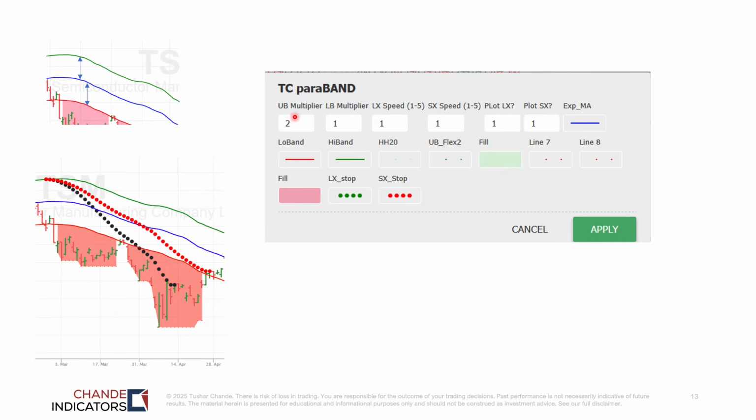The upper band multiplier and the lower band multiplier allow you to set the width of the bands. These two values can be the same or different, and I've shown you examples where the upper band was 2 and the lower band was 1.